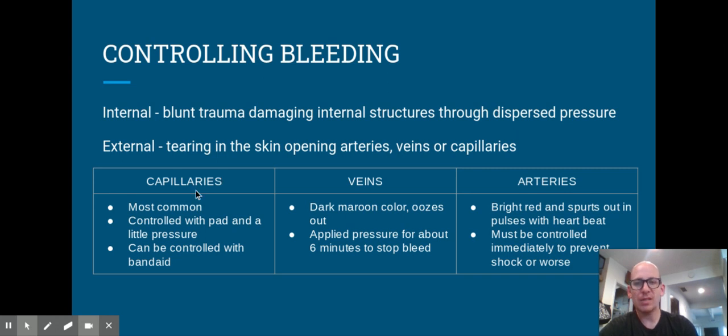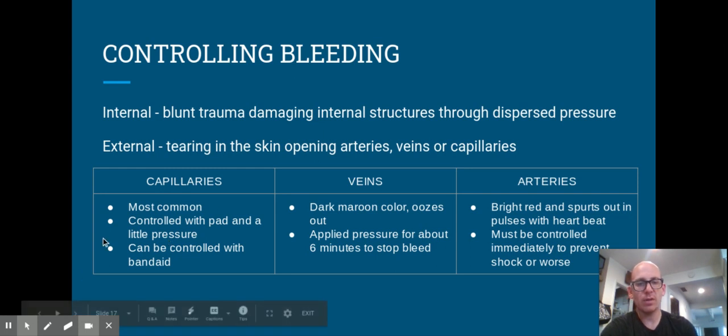Now, this is in order of severity or seriousness. Capillaries is the least severe. An external cut to a vein is more, but not as bad. And an arterial bleed is by far the worst. Capillary cuts are the most common that we see, where you get a slow leaking of blood. It can be controlled with a pad, just a pad on and a little bit of pressure, or even a Band-Aid. That can stop it depending on how wide or open the cut is.